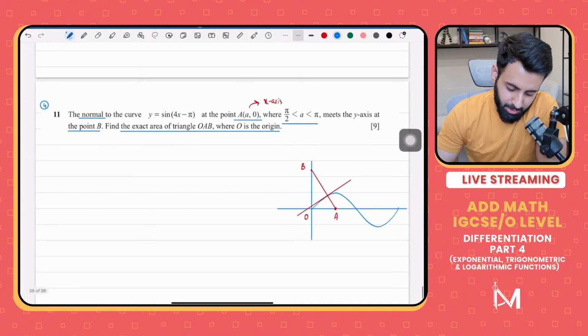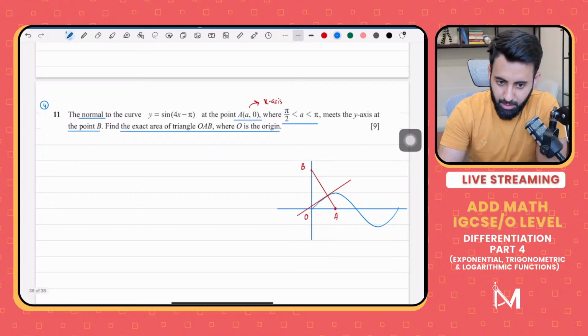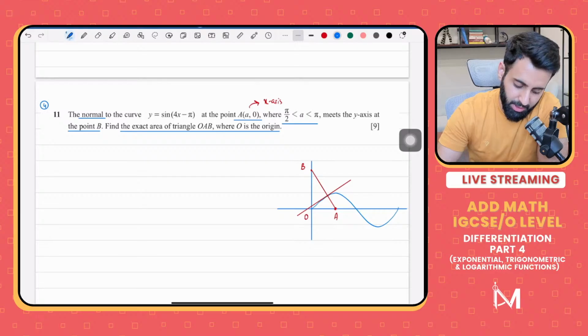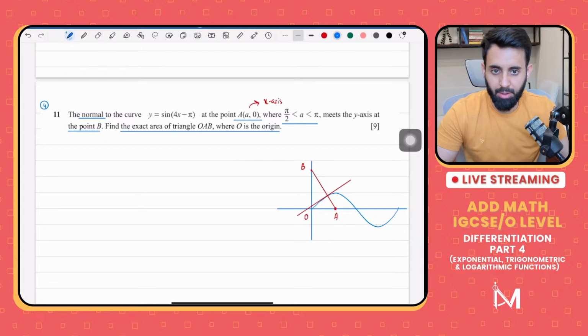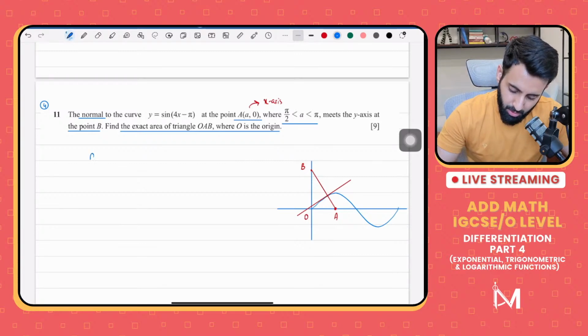Now, first thing we have to do is we have to find out what is the point that the question is talking about. That point is basically A comma 0. So before I can find out the normal to the curve, yes, I will differentiate and everything, but the question is, what is the value of x that I'm going to plug in? Okay, so x is equals to A, and how do we find out what A is equal to?